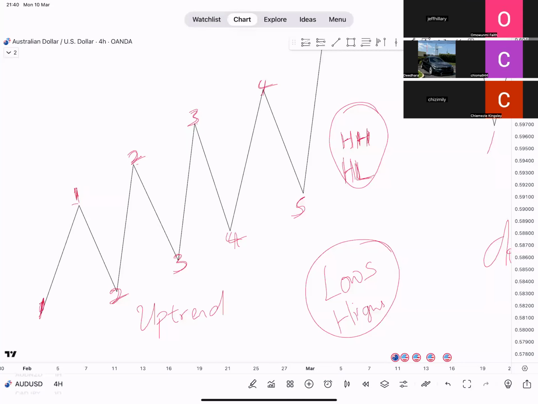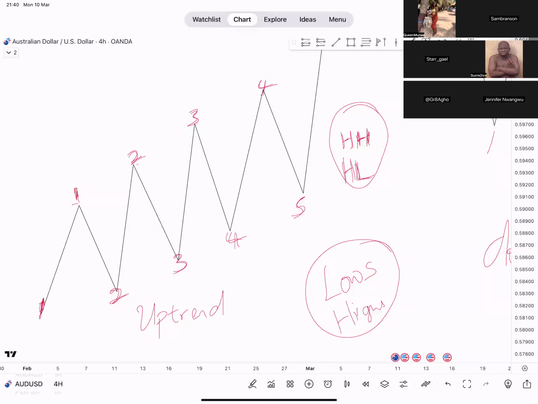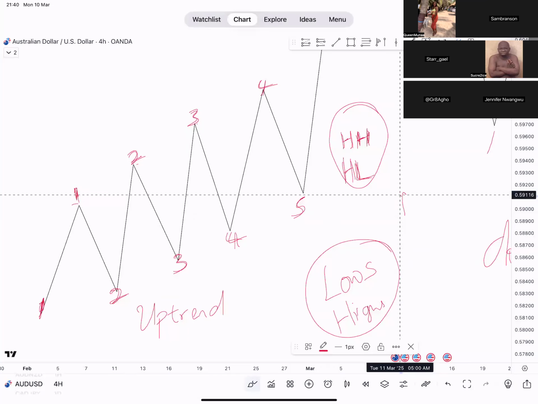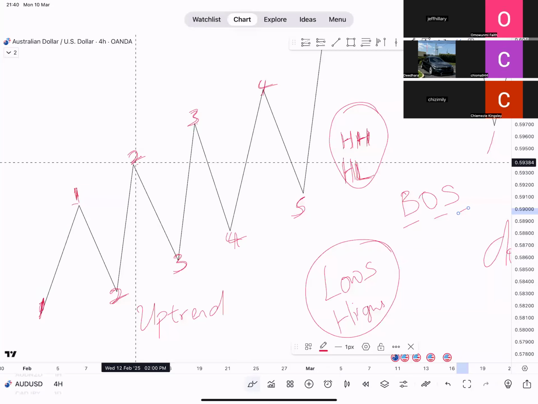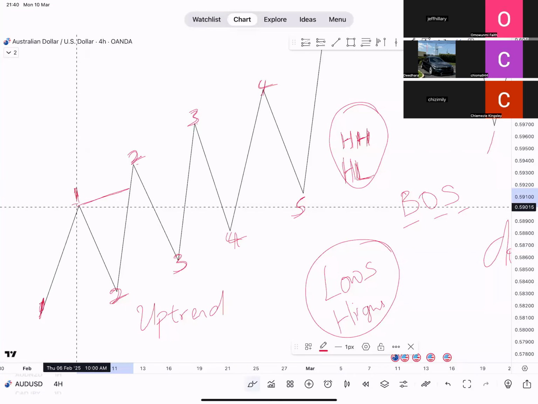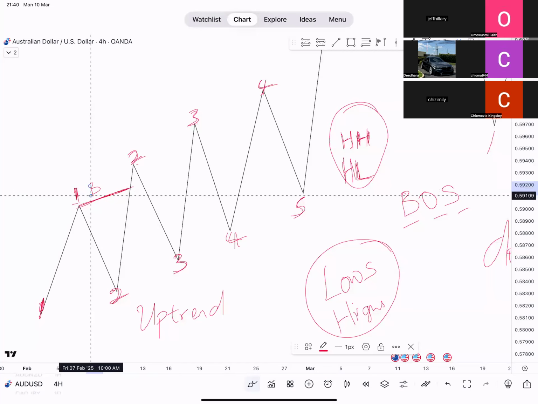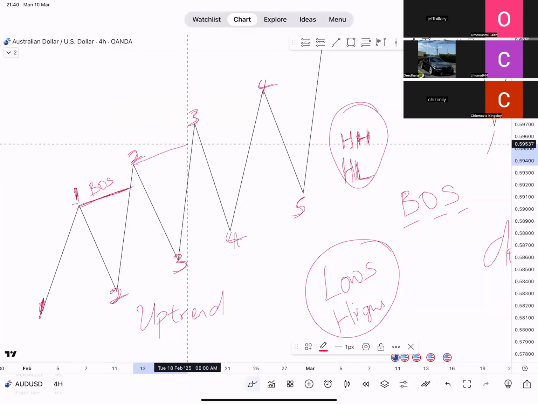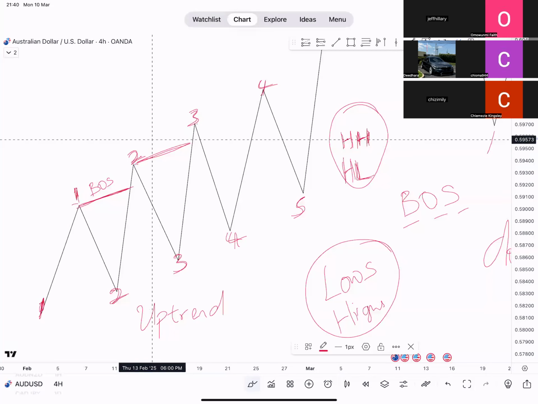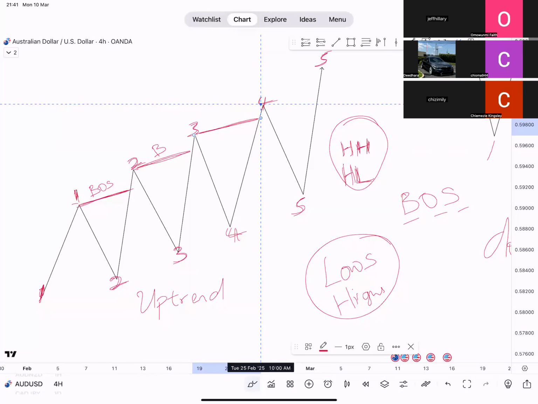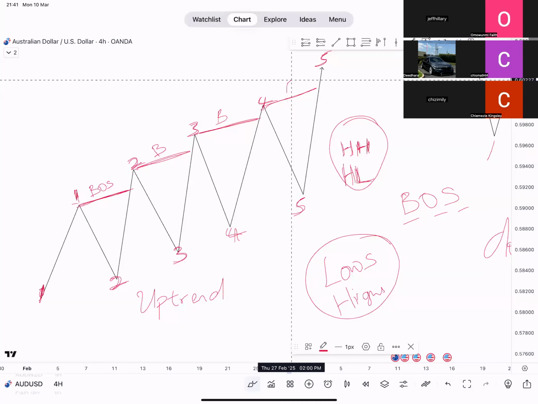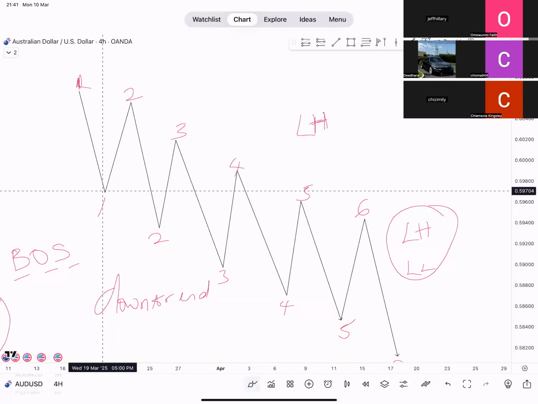Every time that price takes out a high or a low, a BOS has occurred. BOS, break of structure, which means that as high 2 takes out high 1 to go above high 1, we have a BOS. As high 3 takes out high 2, break of structure. As high 4 takes out high 3, I mean goes above, we have a break of structure. As high 5 goes above high 4, we have a break of structure.